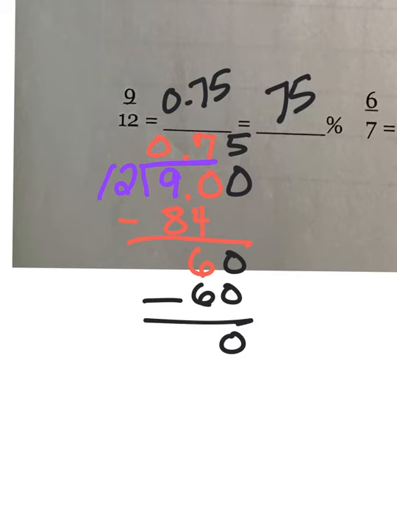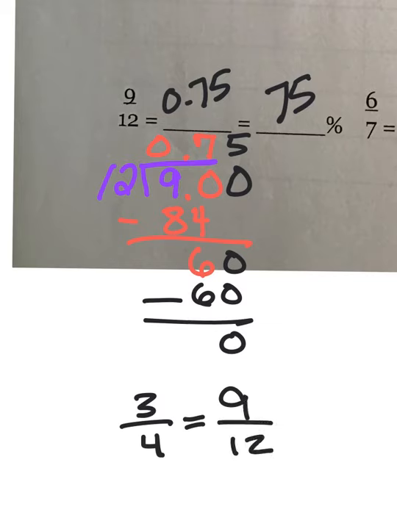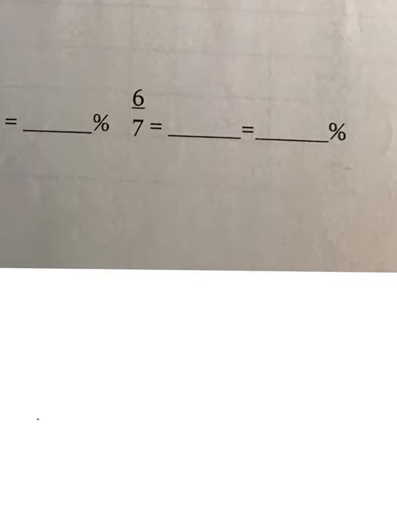You might have been able to predict that because in the previous problem I did, we had the fraction 3/4. And it just so happens that 3/4 and 9/12 are equivalent. So you'll notice they both equal 75%. In the final example I'm going to do, we have the fraction 6/7.